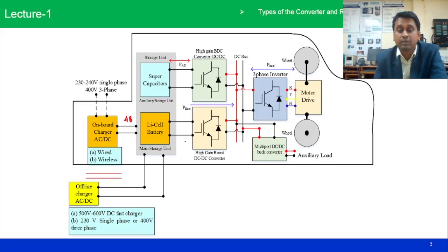Another converter: as I already mentioned, the battery voltage is essentially of low voltage type, so that cannot be interfaced with the DC link or inverter voltage, the inverter to drive the motor.